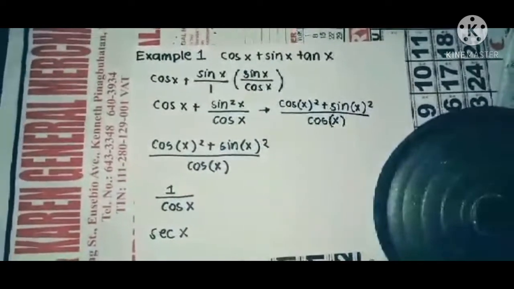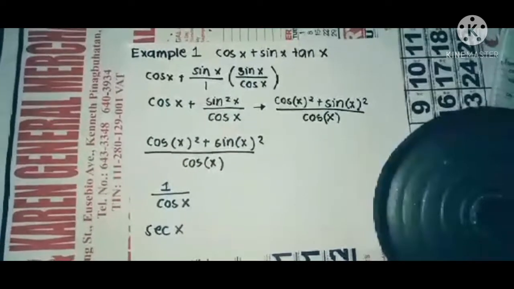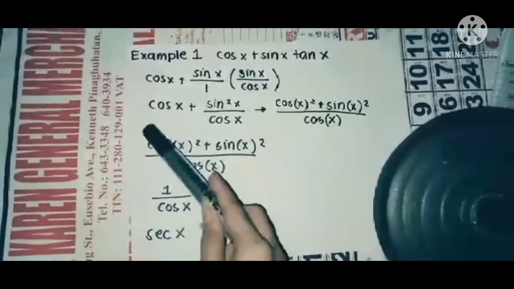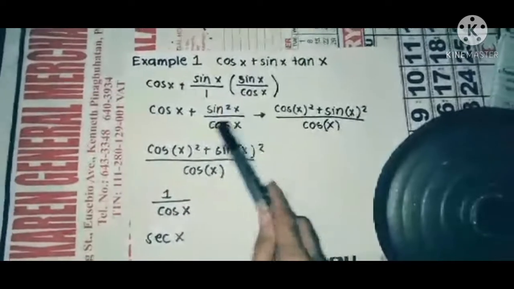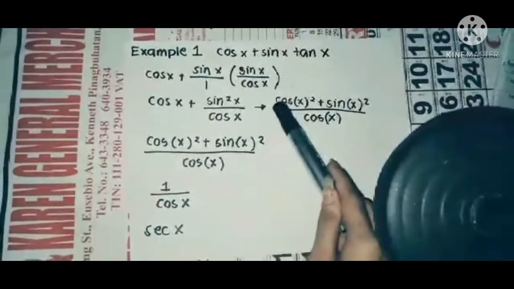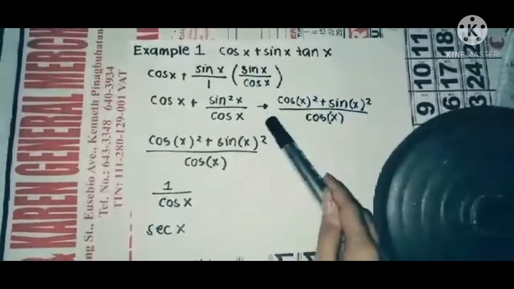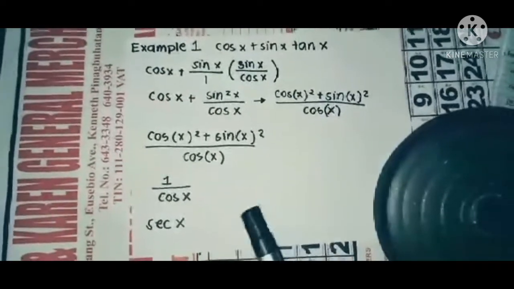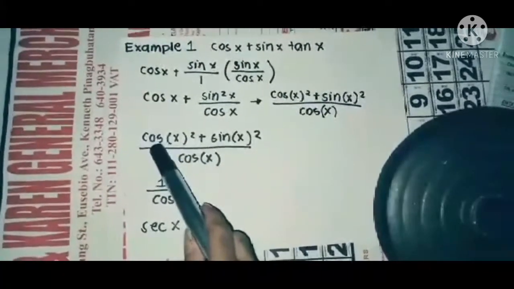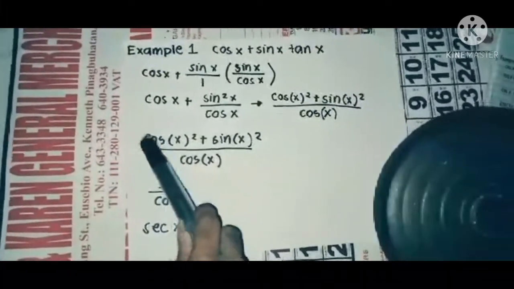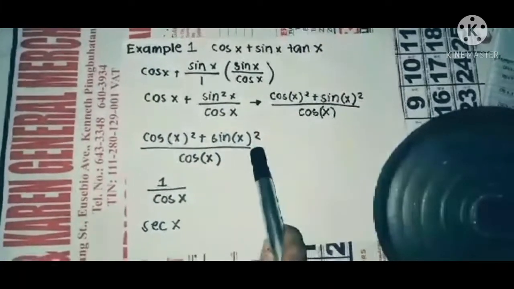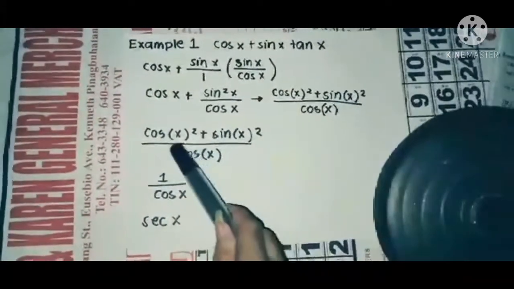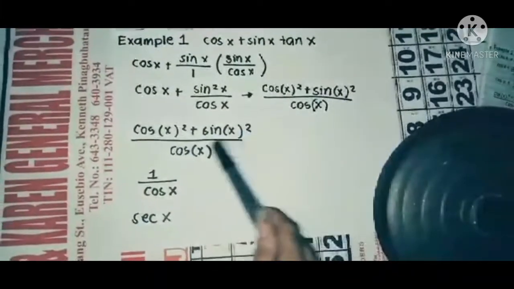The second step that I use is I write all the numerators above the common denominator. So we have cosine x plus sine squared x over cosine x. It transforms into cosine x squared plus sine x squared over cosine x. After that, another identity I use is the reciprocal identities to simplify the expression. In cosine x squared plus sine x squared, it turns into 1. So cosine x squared plus sine x squared over cosine x.